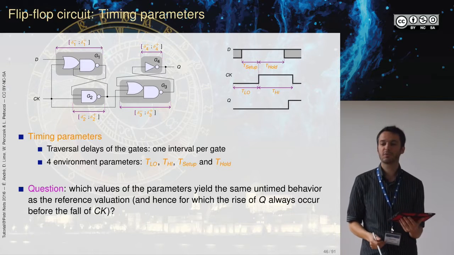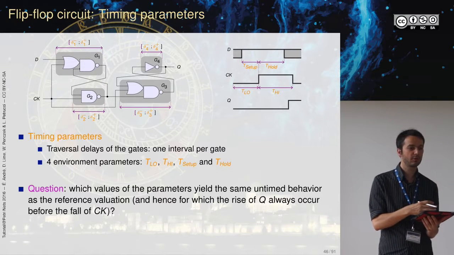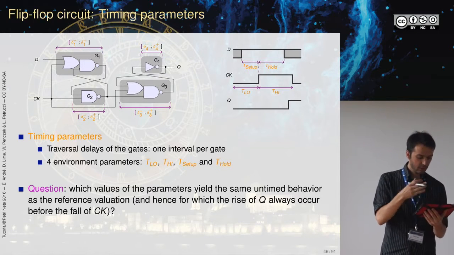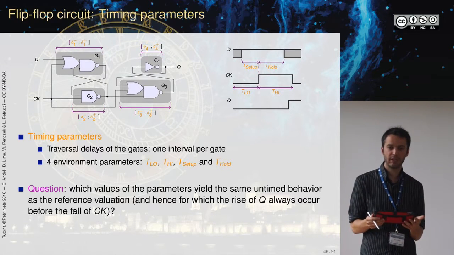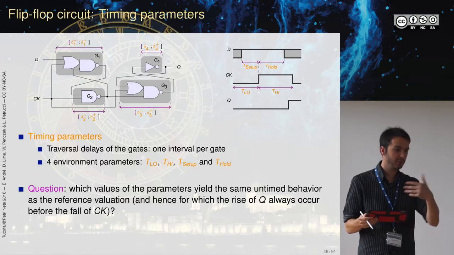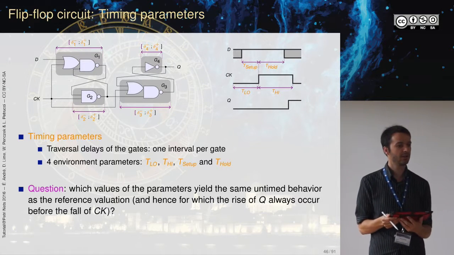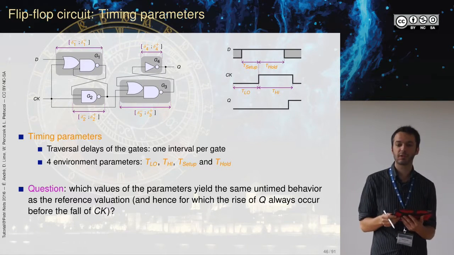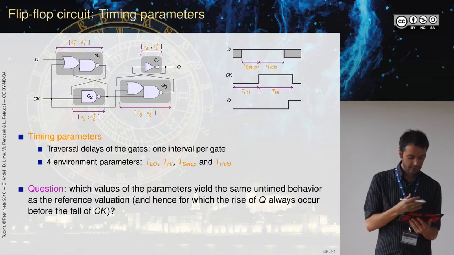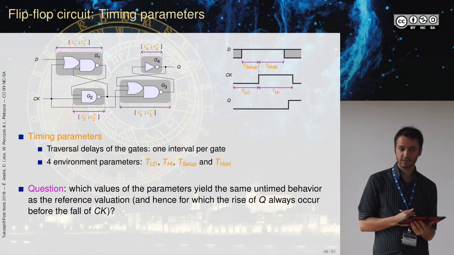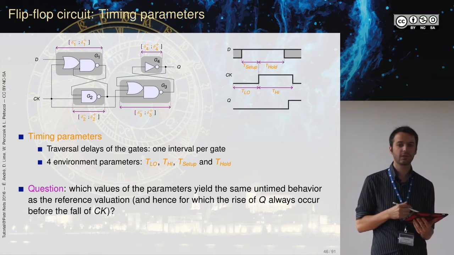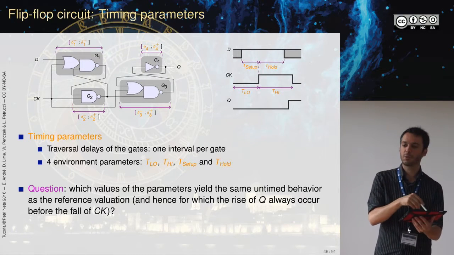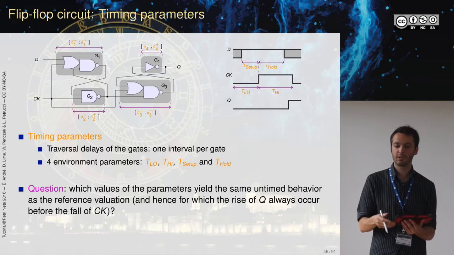So the question becomes now, since I talk about the trace preservation problem: which values of the parameters yield the same untimed behavior as the reference valuation? Reference valuation was the timing constants we saw in the previous slide. And so, since this reference valuation was correct, we know that Q has been rising before CK falls. We know that all the valuations I will compute in this question will also be correct.